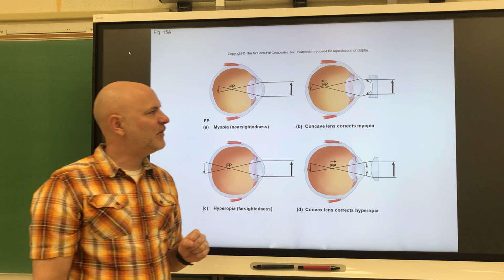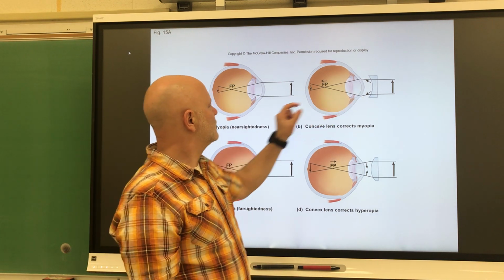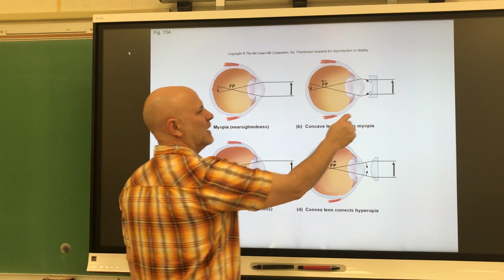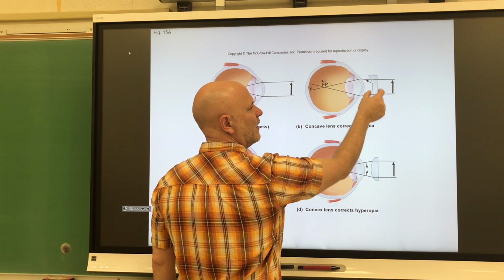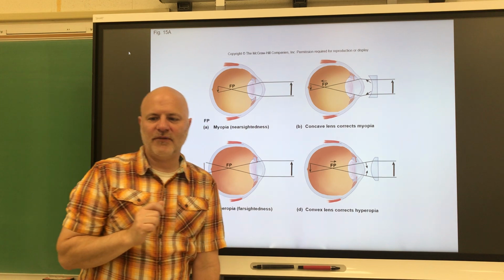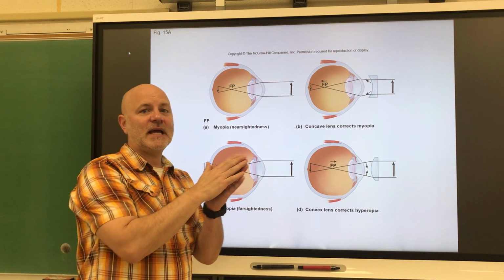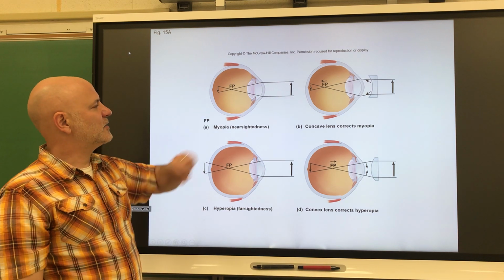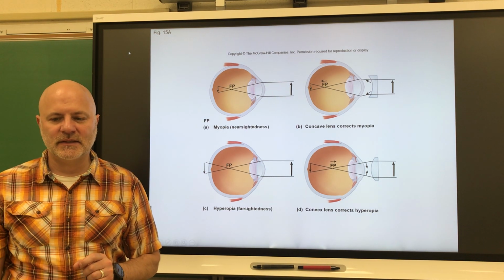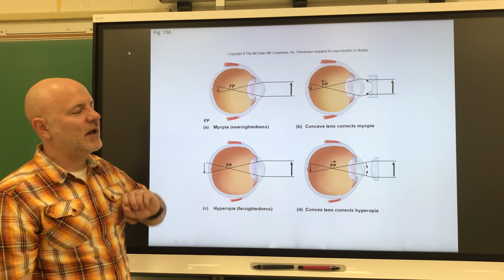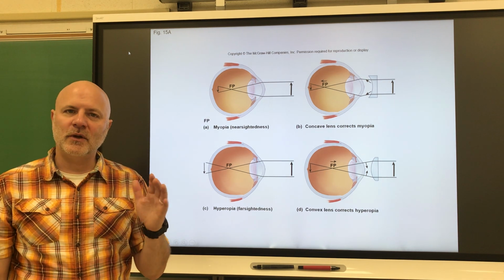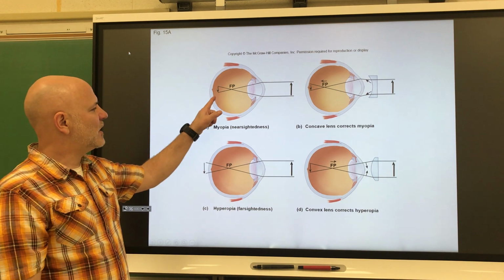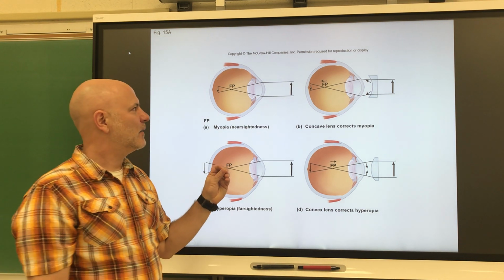A convex lens is thicker in the middle, thinner on the edges. A concave lens, which is what you see here, is thinner in the middle, thicker on the edges. A concave lens is going to bend the light rays out. They're going to diverge. Our lens, as I mentioned, is a convex lens, so we're going to bend those light rays to a point that occurs right before our retina. Now the image that forms there is upside down and backwards.